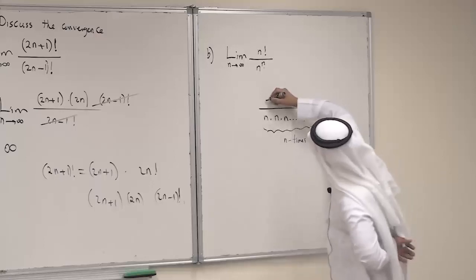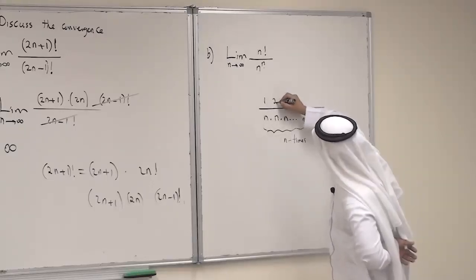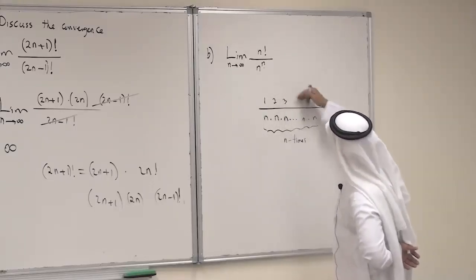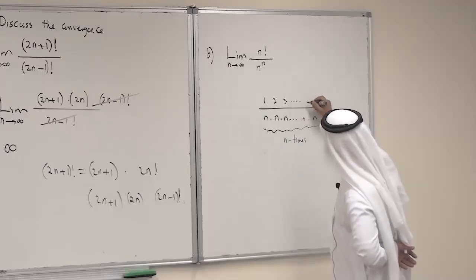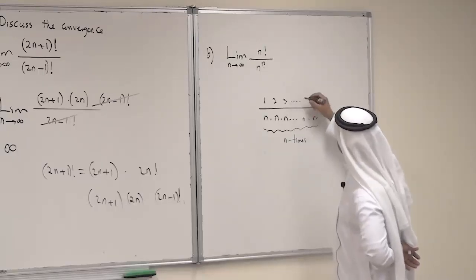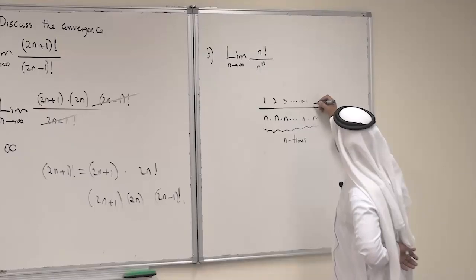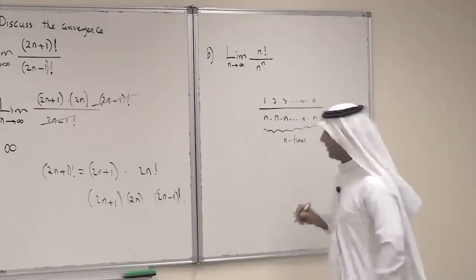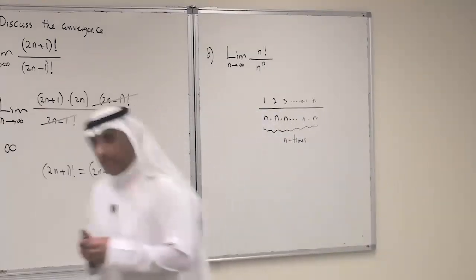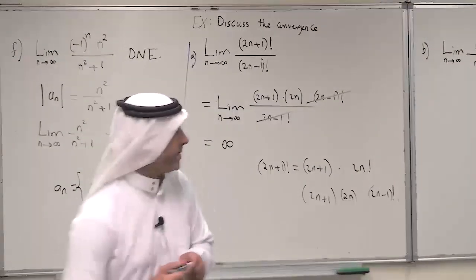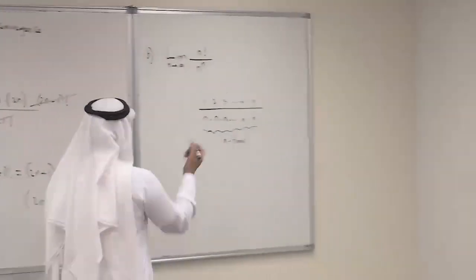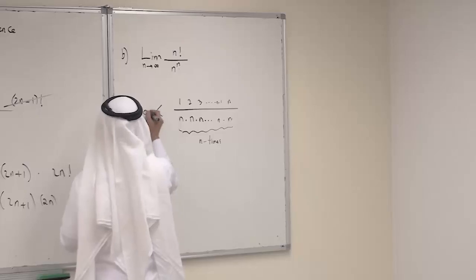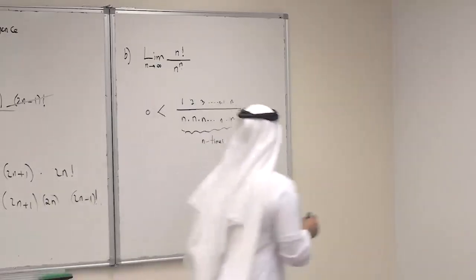N factorial is 1 times 2 times... So it's a multiplication of n elements, up to n. That's exactly what we have. Let us look carefully at this expression here. Of course, this expression is greater than 0.